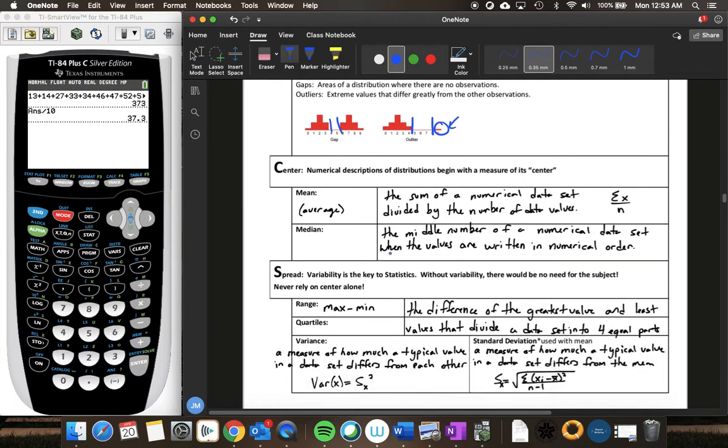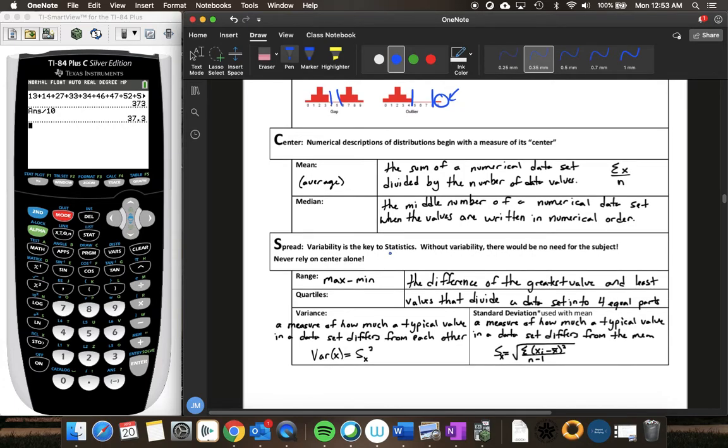The C stands for center. Numerical descriptions of distributions begin with the measure of its center. We have 2 options for that. The first is the mean, which is an average. This is a sum of all the numbers in your data set divided by the number of values.